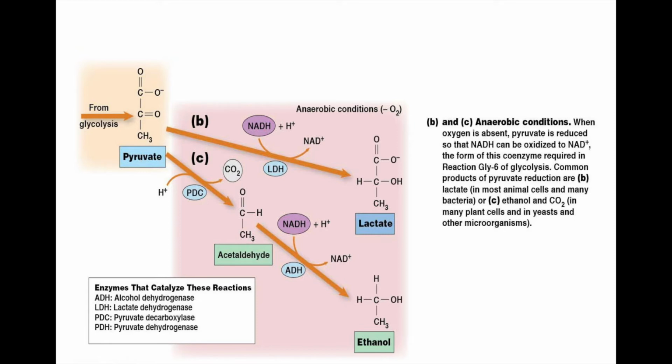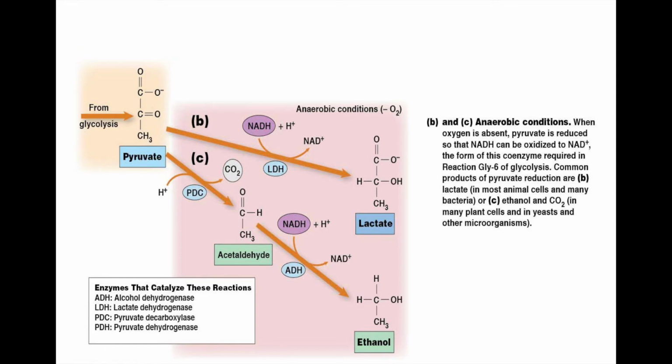So what do you do? Depending on the type of organism you are, you can do fermentation, which allows you to convert the pyruvate into lactate or the pyruvate into ethanol, depending on the organism that you are. And what this does is it allows NAD to be regenerated. You form NADH during glycolysis, and NADH is then eventually going to be reoxidized during electron transport. But electron transport requires oxygen. So there's no oxygen around.